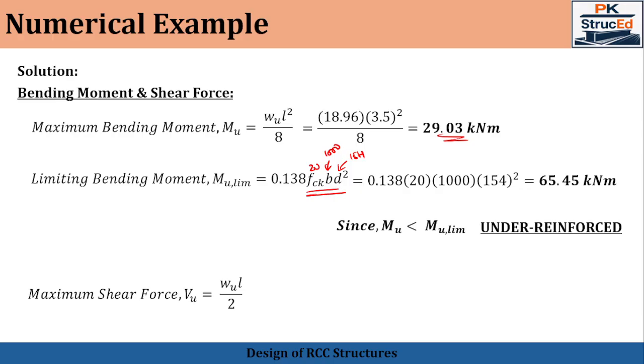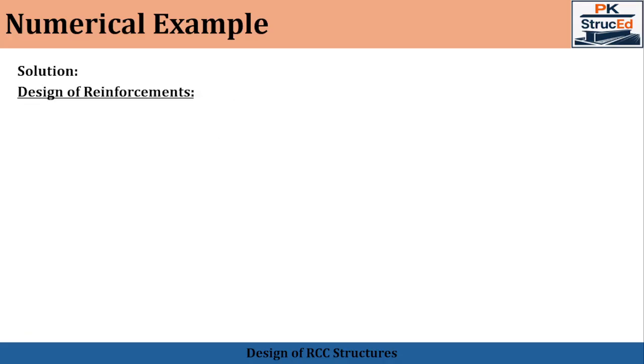The maximum shear force will be calculated using the relation W L by 2. Substituting the values of load and effective span, we get the maximum shear force as 33.18 kilonewton. Now once the bending moment is known, we shall move on with the design of reinforcement. As it has been designed as a one-way slab, the main reinforcement will be provided in the shorter span direction.